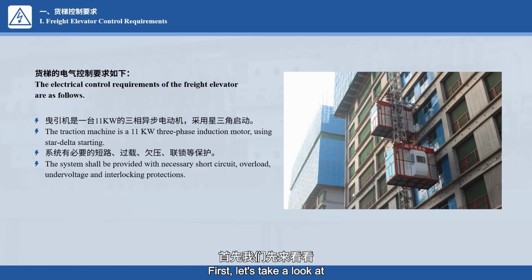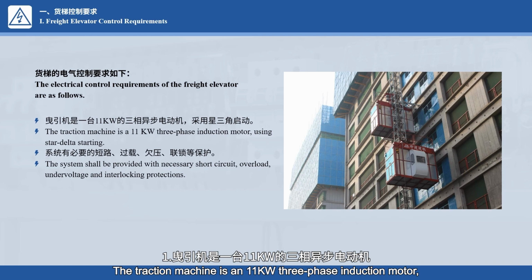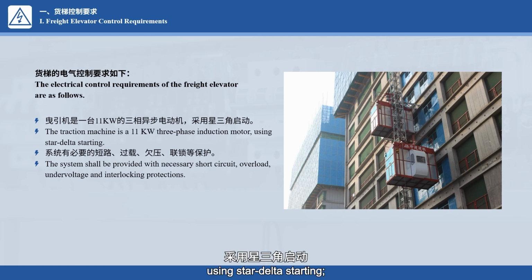First, let's take a look at the process requirements of the control system for the freight elevator in this design. The traction machine is an 11 kilowatt 3-phase induction motor using star-delta starting. The system requires necessary protection such as short circuit, overload, undervoltage, interlocking, etc.